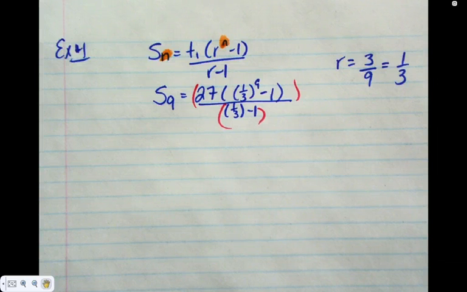1 divided by 3, close. Hat key 9. Get out of the exponent if you have the new operating system. Minus 1, close, close. Then divide, open, open, 1 divided by 3, close, minus 1, close. The hardest thing about this is getting it into your calculator.